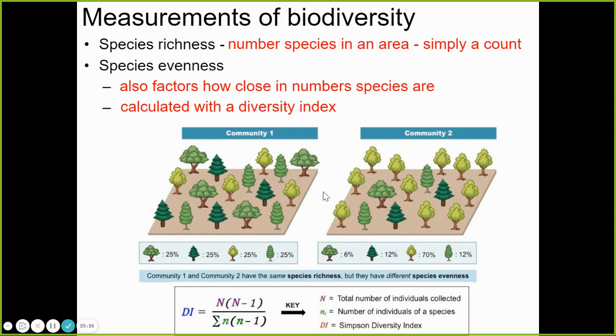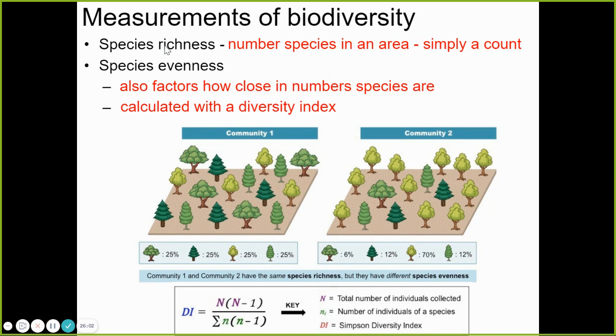If I look at these two pictures you have, don't worry about the math, right? Community 1 and Community 2. They both have 4 different types of trees there. But if we look, Community 2 is dominated by this lighter green colored tree. There are some other trees in there, but the vast majority is this tree, 70% of the trees. Whereas Community 1 has a much more even distribution of those species. So Community 1 would be most likely to survive some sort of disturbance because there's an even distribution of those species.